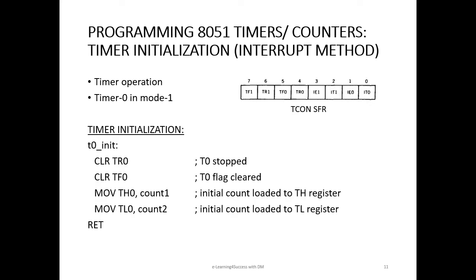Next we shall see the subroutine for initializing T0. We will write the T0_init subroutine for this. The timer is stopped first by clearing the TR0 bit. And also the T0 overflow flag TF0 is cleared. Then we will load the proper initial count, that is, count 1 and count 2, to the timer counter registers TH0 and TL0 respectively. The values of the count 1 and count 2 variables will depend on the time delay required.